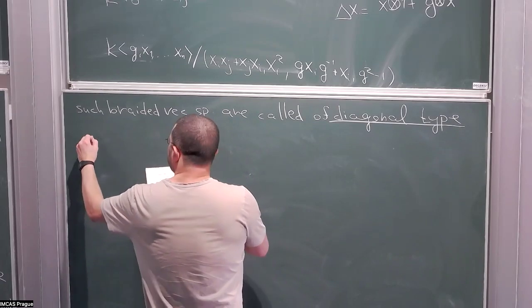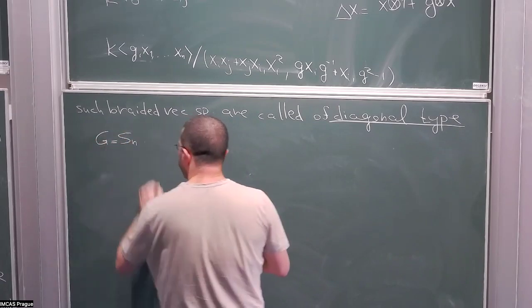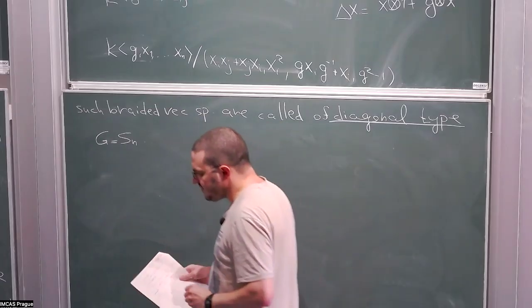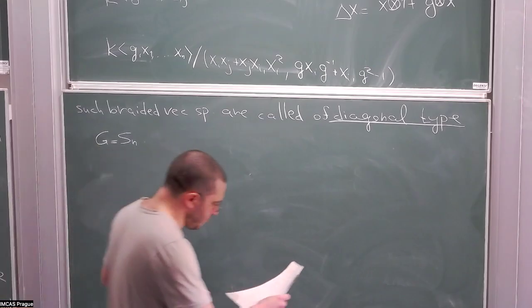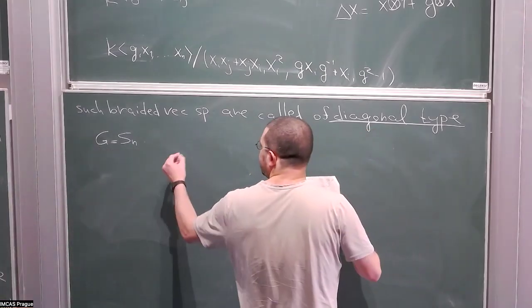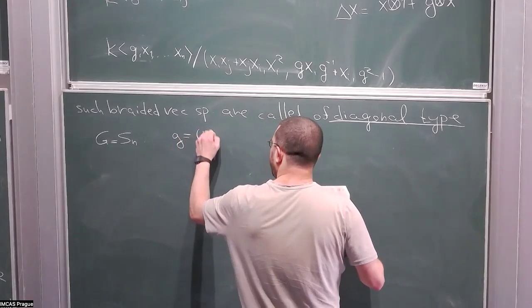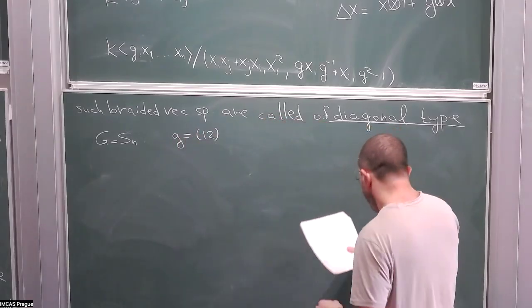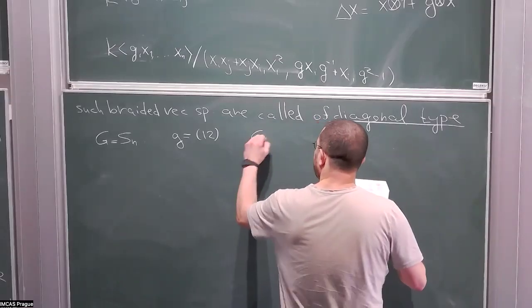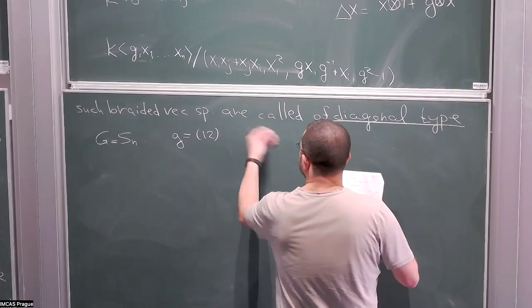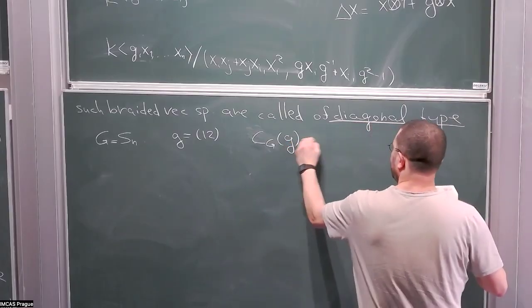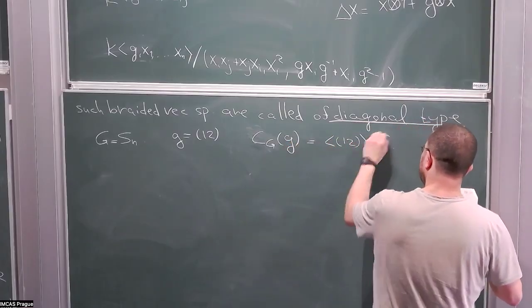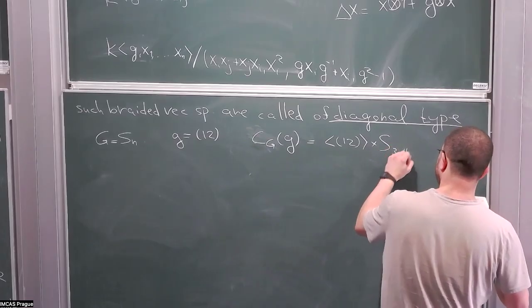So let's take the case that G is equal to Sn. And as we said, in order to give a Drinfeld module, in the decomposable one at least, we need to give a conjugacy class, and also a representation of the stabilizer of the conjugacy class. So let's take an element g to be just (1 2), a transposition. Then the centralizer C_G(g) of the element g is the cyclic group generated by (1 2) times the symmetric group on 3, 4, up to n.